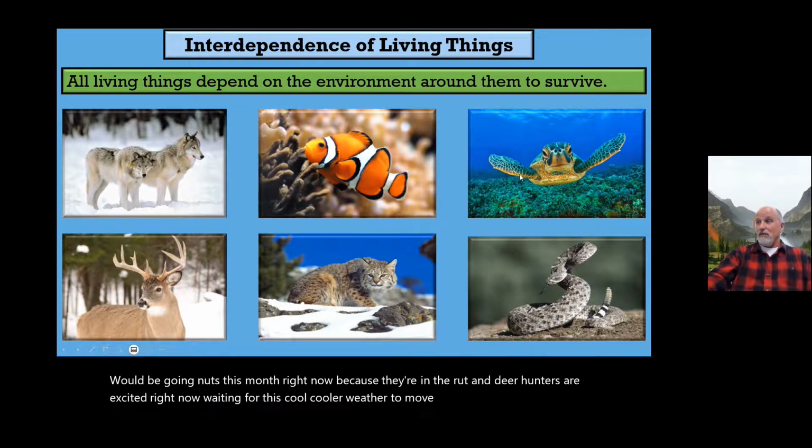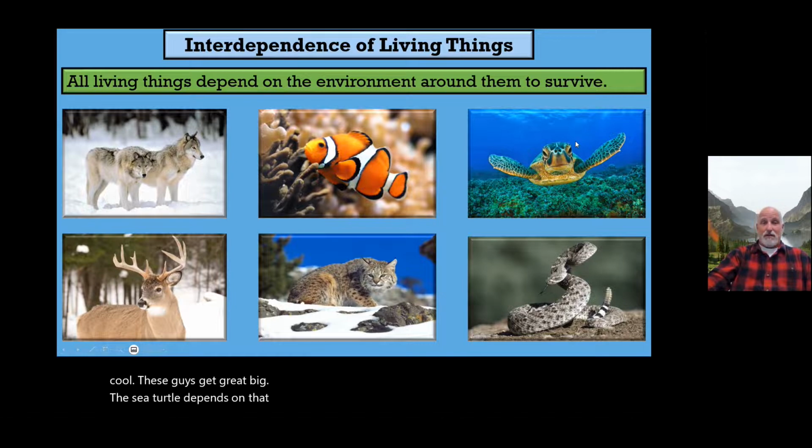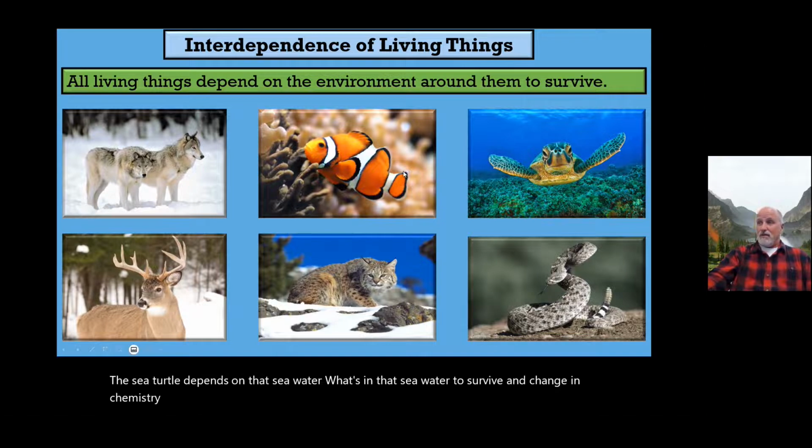Here's a sea turtle. They're cool. These guys can get great big. Okay, but this sea turtle depends on that seawater and what's in that seawater to survive, and changing chemistry really affects it. Same thing with this fish. Okay, so it's just a way to show kids the interdependence of living things. We're going to take a look at here.